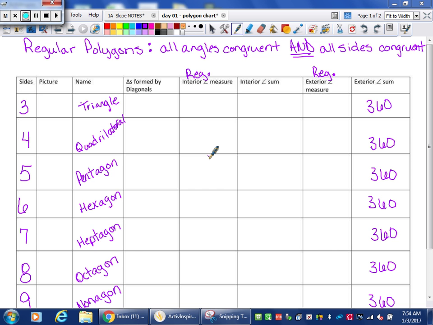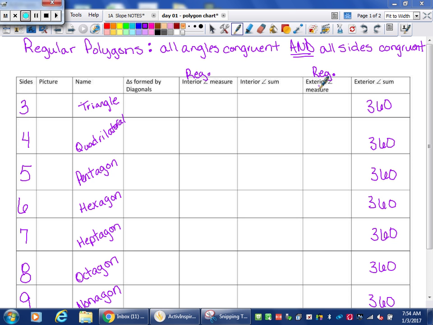Okay? The reason these have to be regular polygons is when you start to solve for each interior angle measure and each exterior angle measure, the only way you can calculate these is if it's a regular polygon. Because if it's not regular, then all the angles would not be the same. Because a regular polygon means that all angles are congruent and all sides are congruent.